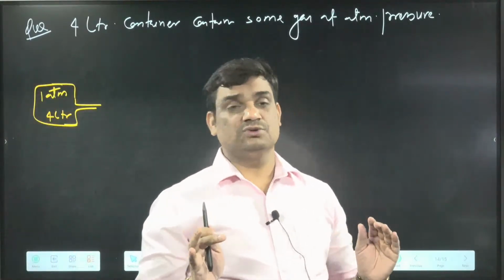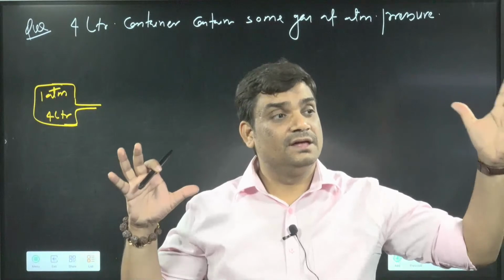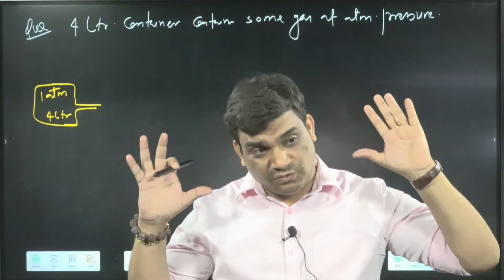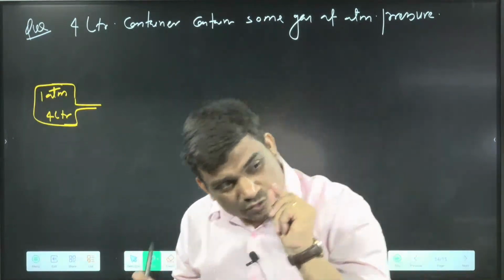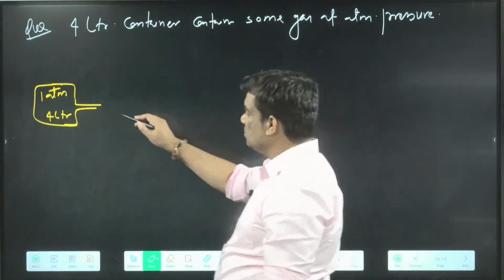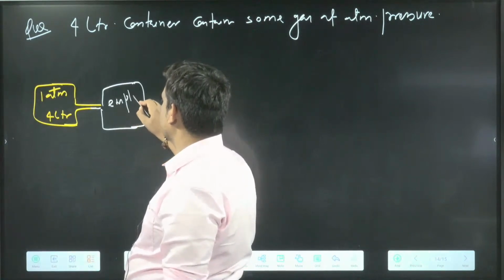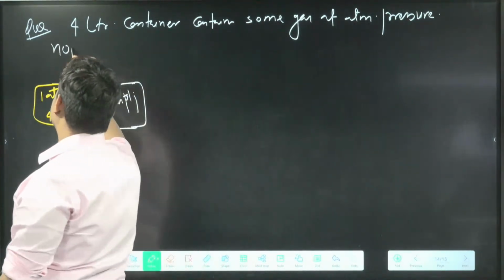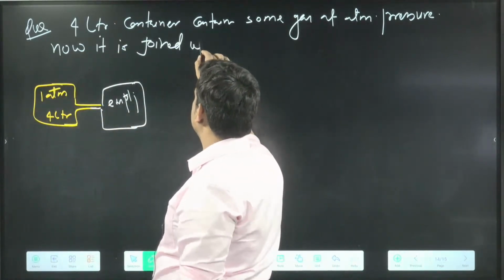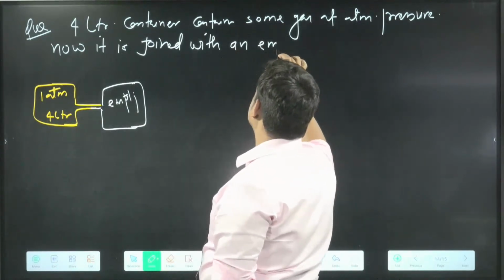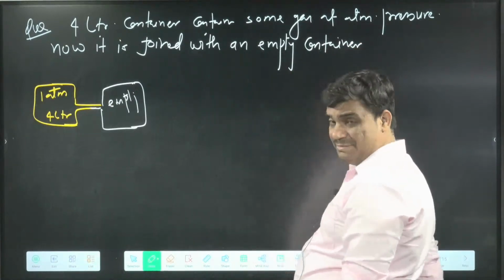Till now we had done all the questions where we were joining with another container, and that other container was also having some gas. Now in this question I will take an empty container, meaning we'll join it with an empty container. Empty means nothing was there in this container earlier. Now it is joined with an empty container.